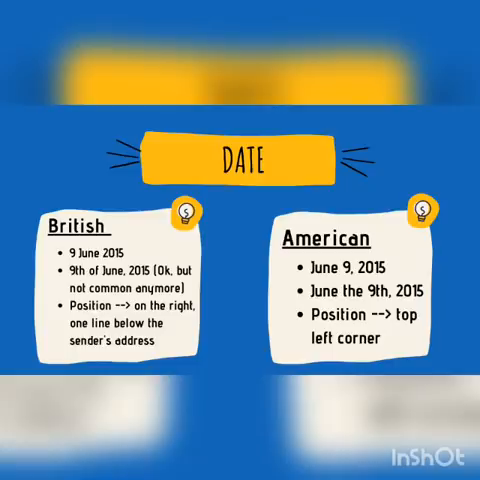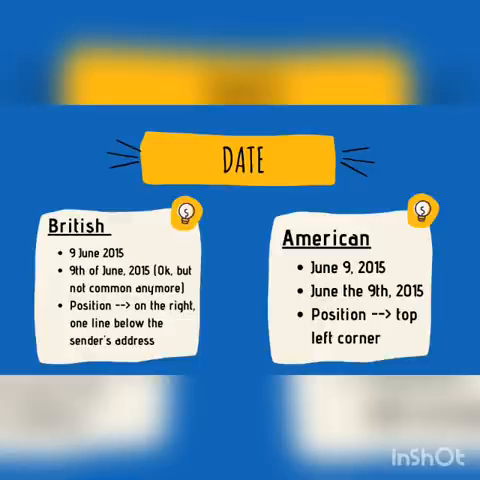Okay, now if you want to write the date of the letter, you have to write the date first, and then followed by month and then the year. If you want to use British English, you may also write the date first and then followed by the month and then the year. It's okay, but it's not common: 9 June 2015. The position is on the right side, one line below the sender address.